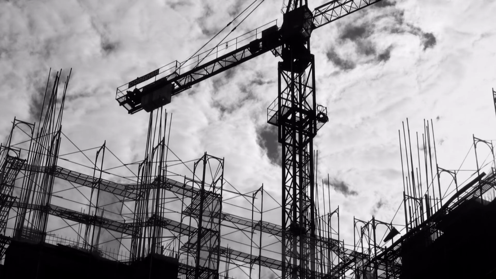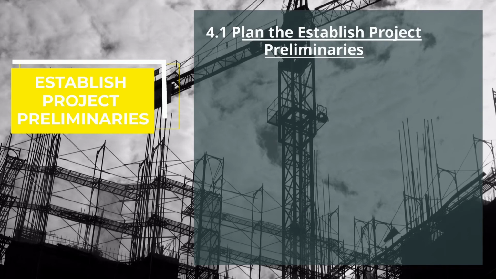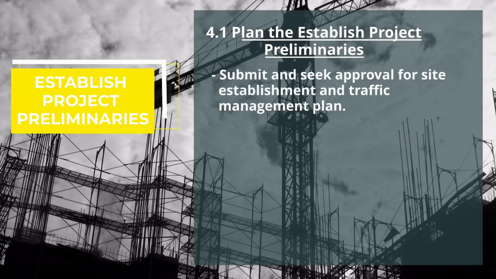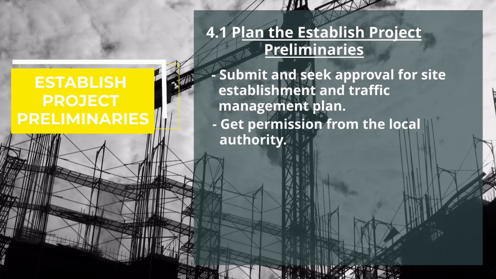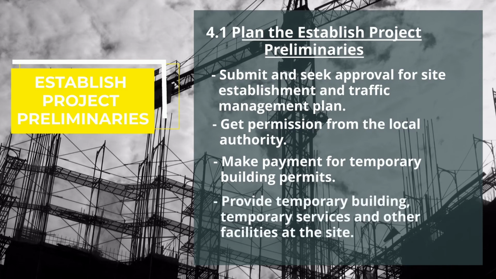The last phase of site mobilization is establish project preliminaries. Firstly, plan the established project preliminaries before proceeding any of works at construction site. Main contractors should submit and seek approval for site establishment and traffic management plan detailing the proposed locations. Get permission from local authority for approval to establish project preliminaries. Then, make payment for temporary building permits. Main contractors must provide temporary building and temporary services and other facilities at the site. All the plan of the establishment of project preliminaries must be kept in track and supervised by project manager.